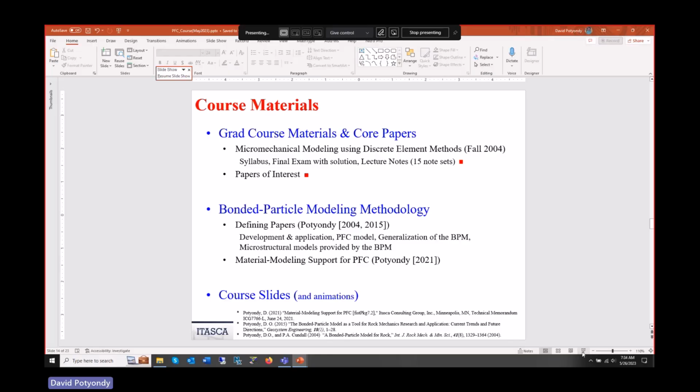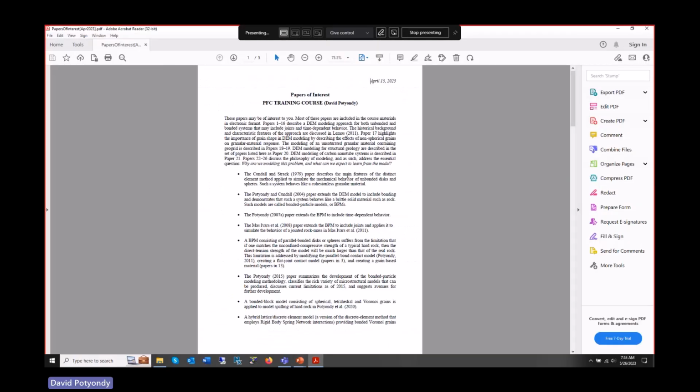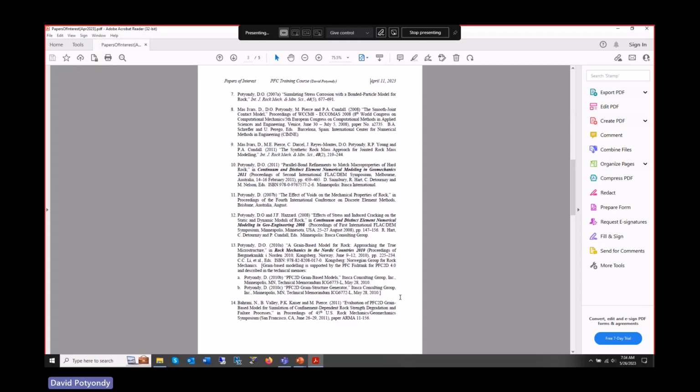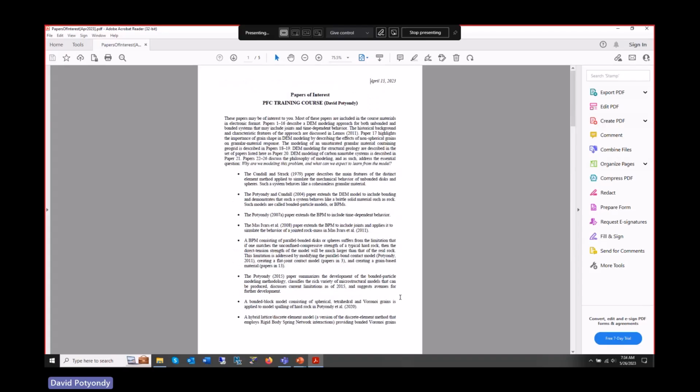So there's a document here, which is my take on the evolution of discrete element modeling, starting with Cundall's paper, talking about the bonded particle modeling, and then all kinds of other stuff. And so these are all then references of this. All of these papers are also in that directory as PDF files. Okay.